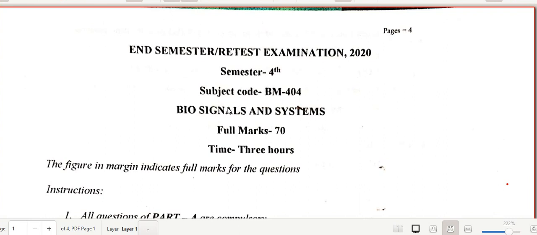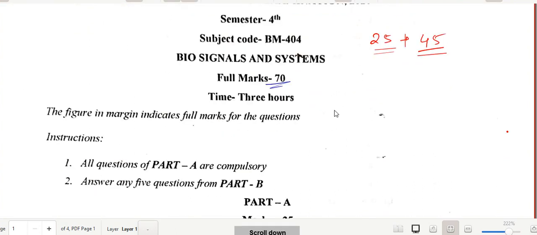Today I will discuss the 2020 retest paper for 4th semester biomedical engineering department students for all Assam State Polytechnic. There are basically 70 marks, out of which there will be 25 marks for short questions and the remaining 45 will be for the explanatory questions. So first of all, I'll go through the 25 questions and please go through the solutions.